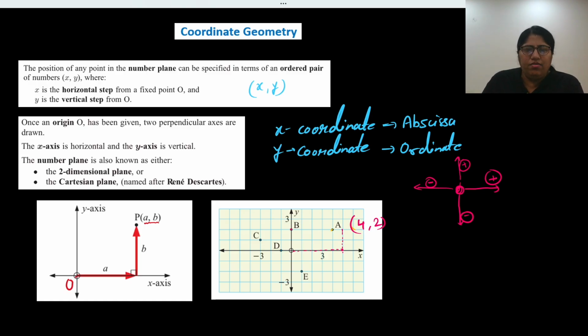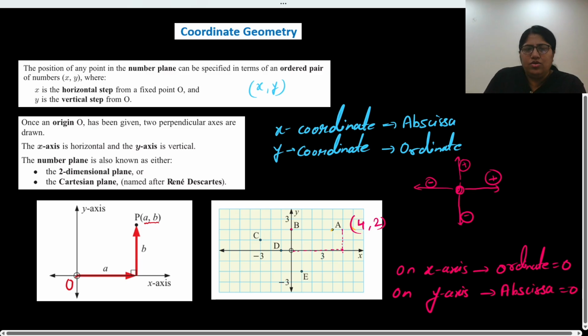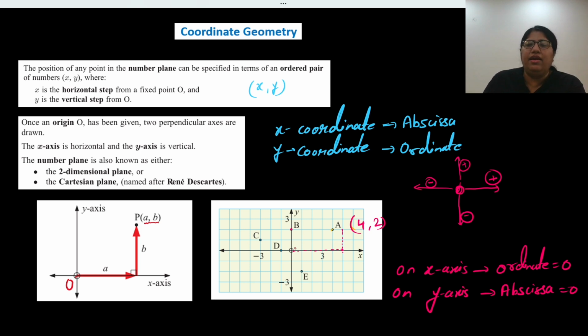Now look at the coordinates of B. On the x-axis, you all know that the y coordinate, or ordinate, is 0. Similarly, on the y-axis, the x coordinate, or abscissa, is 0. That is why B is on the y-axis. That means there is no movement in the x direction, right or left. It is only above the origin, so it is 0 comma 2.